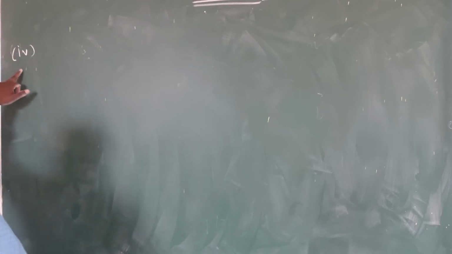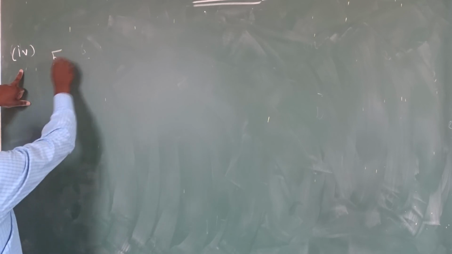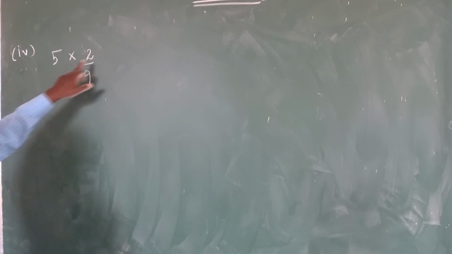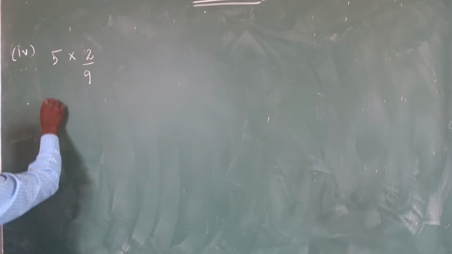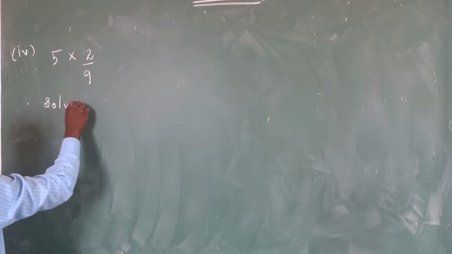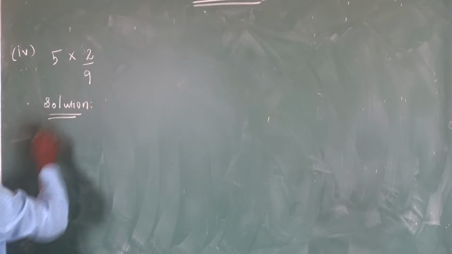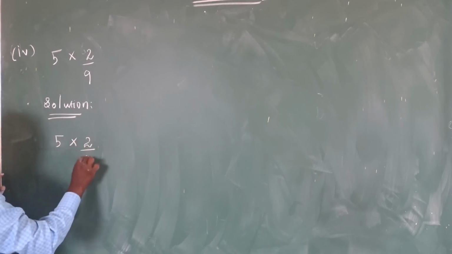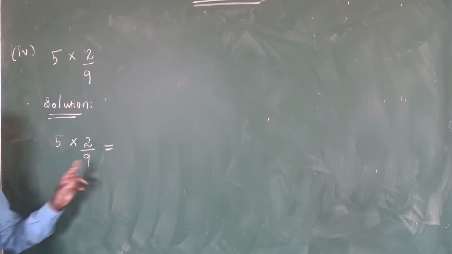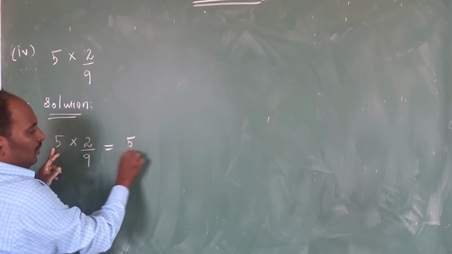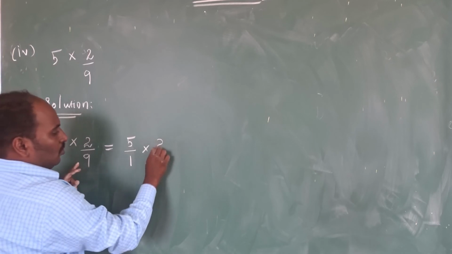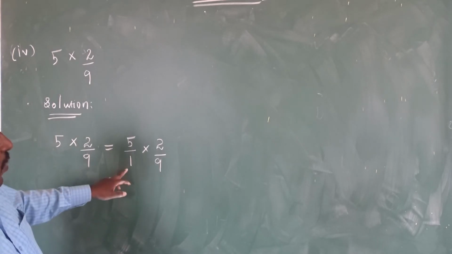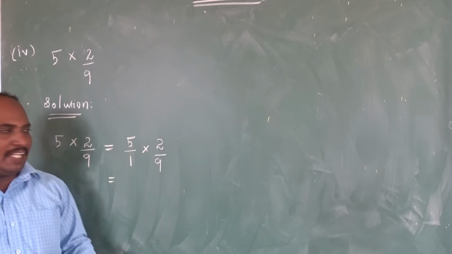Then the fourth one, 5 times 2 by 9. Solution: 5 times 2 by 9 is equal to 5 divided by 1 times 2 divided by 9.